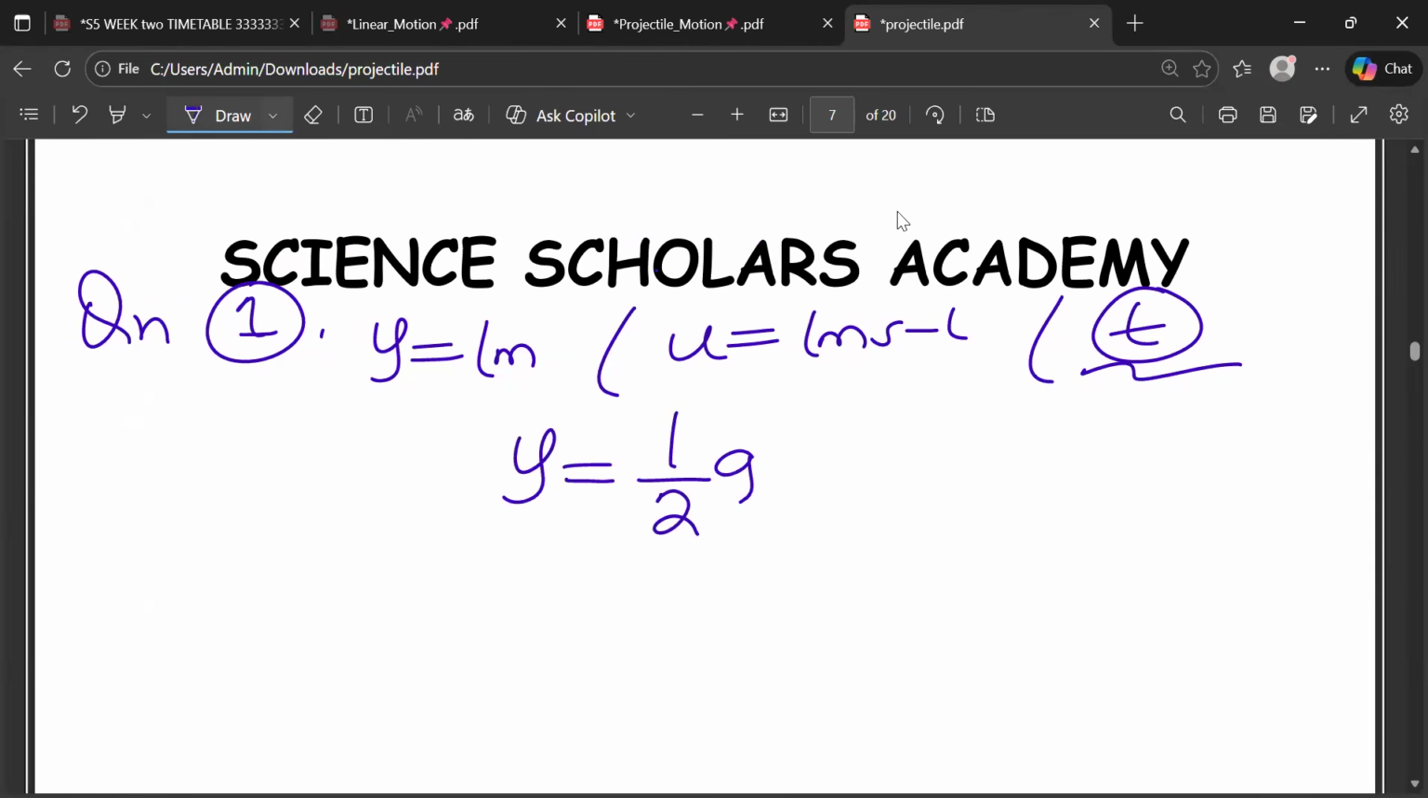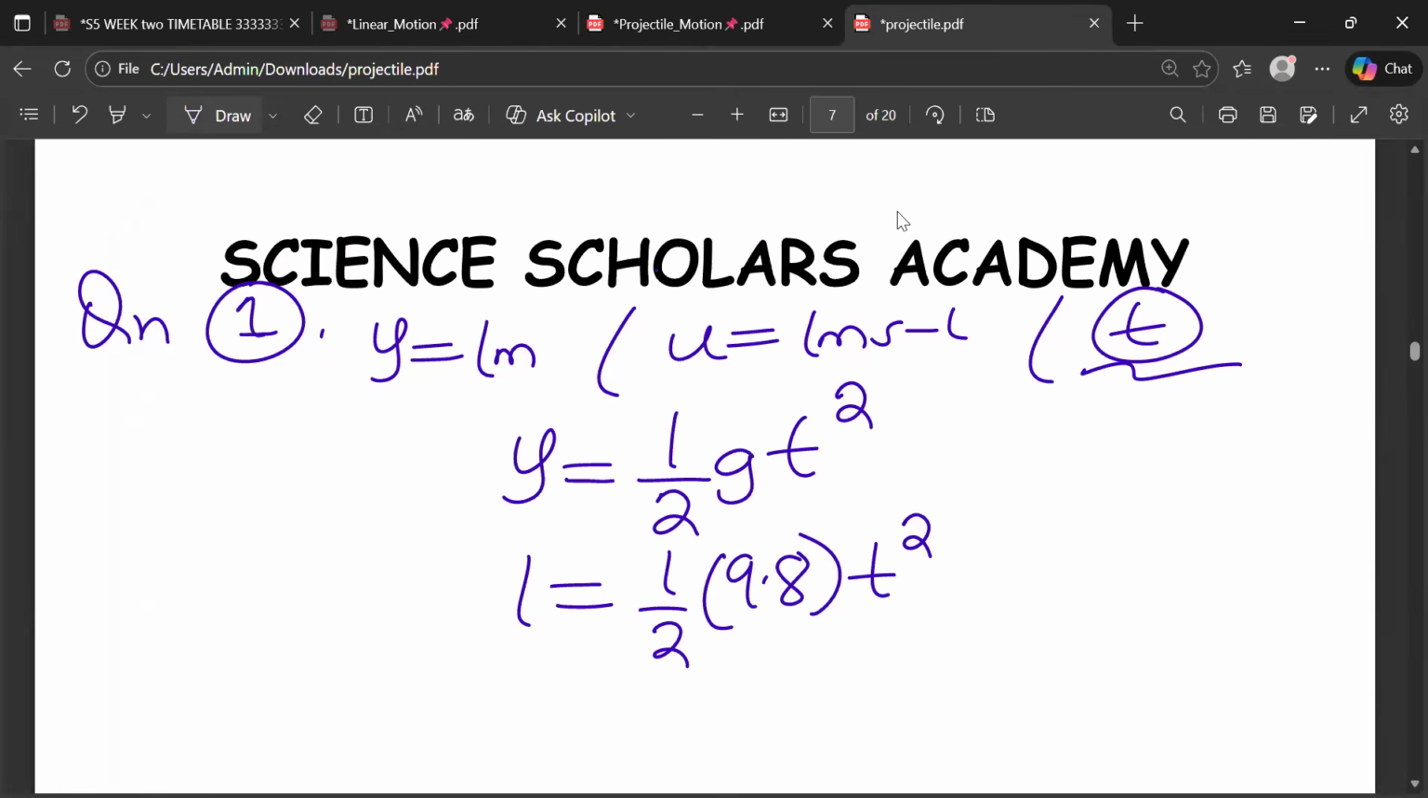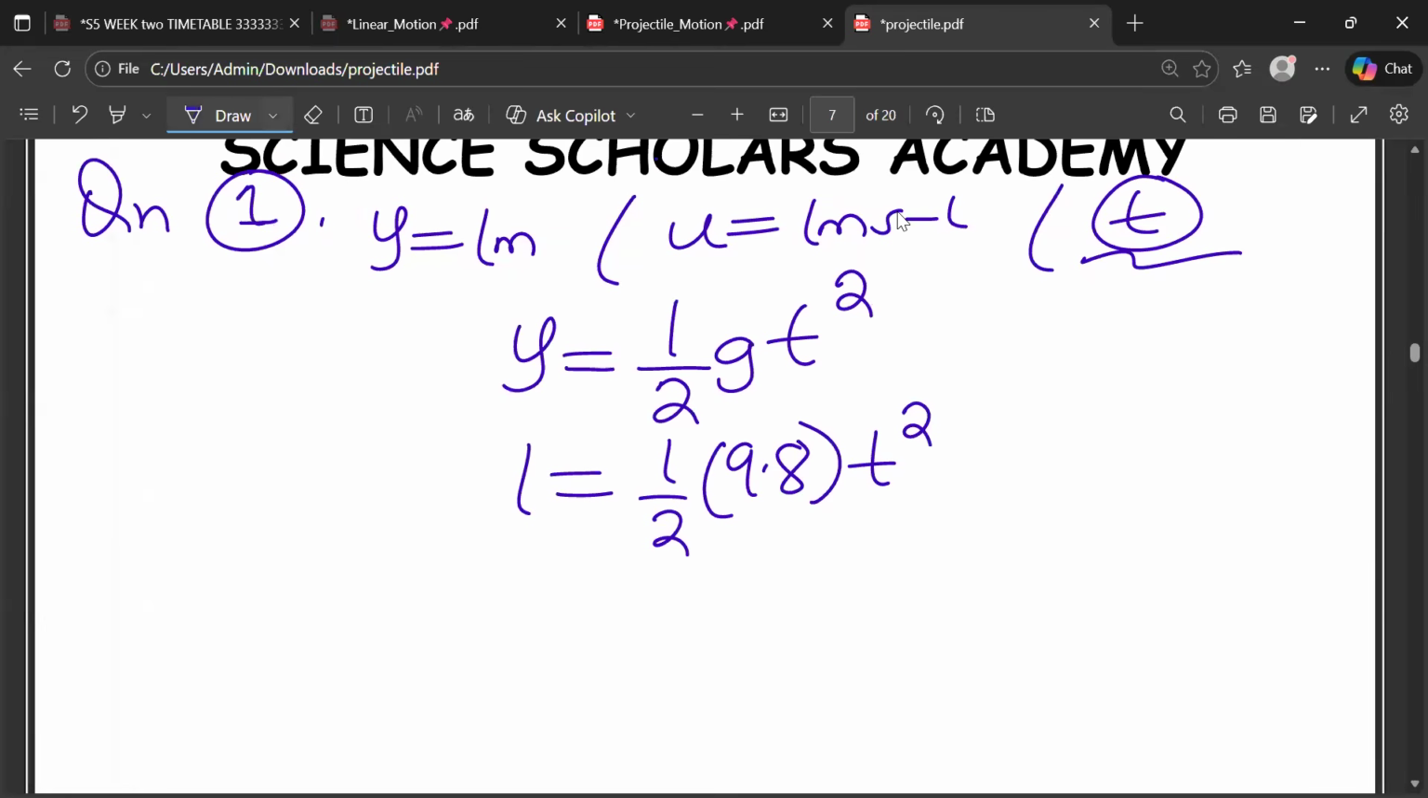A half dt. You're looking for time. Put here 1, then say a half dt, this is 9.8, then t squared, like that. Then get the value of time. And then it's a done deal.